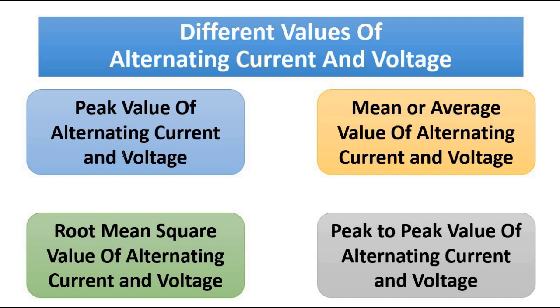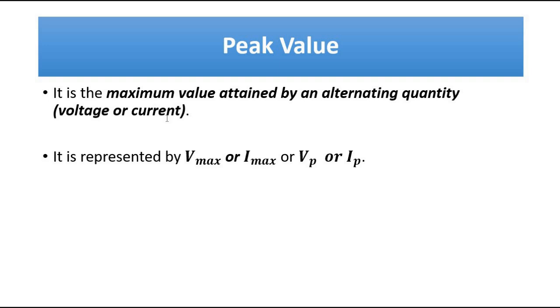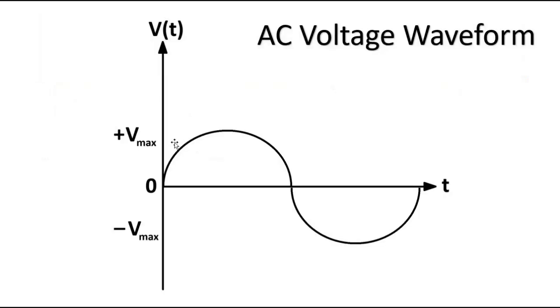So they are the peak value of alternating current and voltage, the root mean square value, the mean or average value, and the peak to peak value. First we'll discuss the peak value. It is very simple. It is simply the maximum value attained by an alternating quantity, voltage or current. So in other words, it is the amplitude of the voltage or current signal.